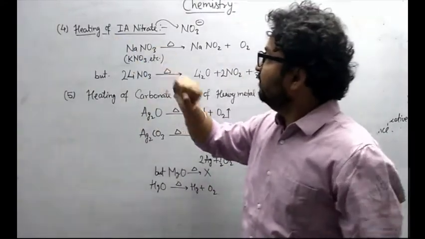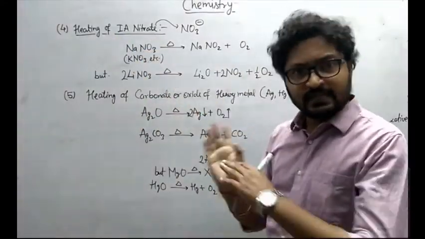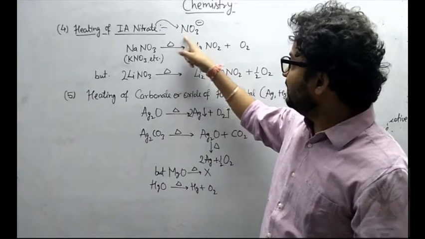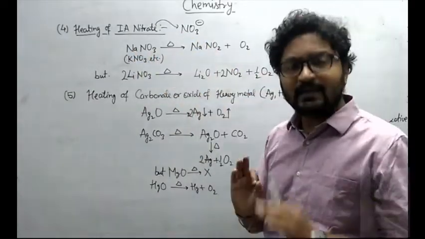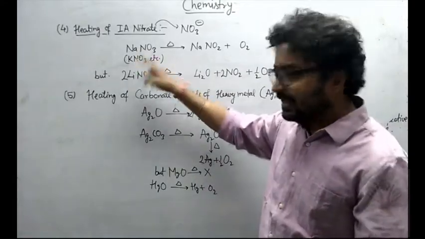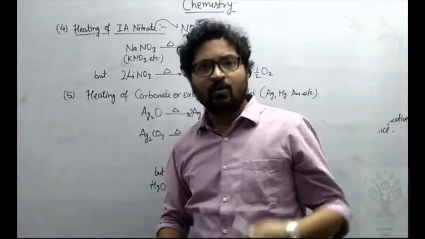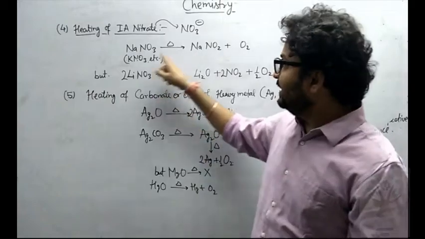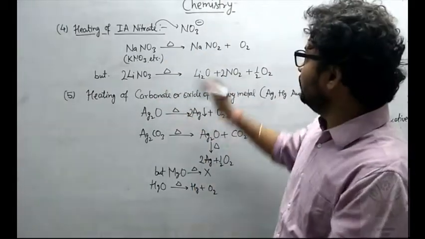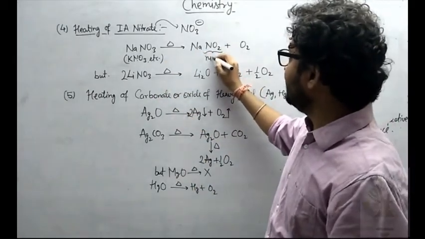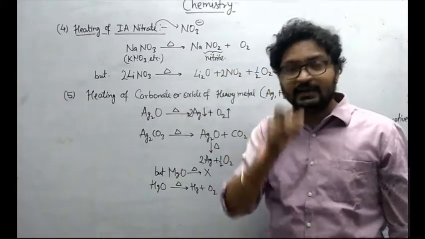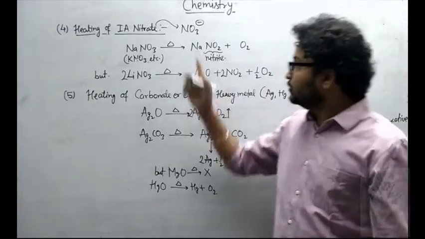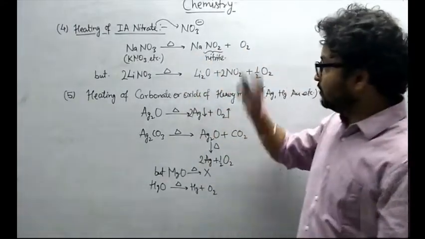Now, heating of first A nitrate. First A means alkali metal nitrate. Nitrate formula is NO3 minus. So if you heat NaNO3, means alkali metal nitrate, or KNO3 or RbNO3 or CsNO3, you get NaNO2. What is NO2? We call it nitrite. Formula for nitrite ion is NO2 minus. So you get sodium nitrite and plus oxygen.